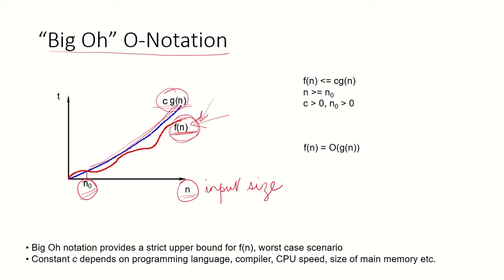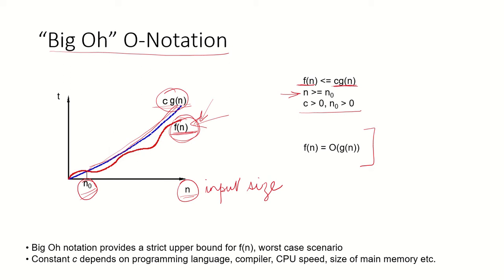So if there is a function c·g(n) which is bounding f(n) from above, that means f(n) would be less than or equal to c·g(n) at all times for values of n greater than or equal to n naught, and c and n naught are positive constants. If this is true, then we say that f(n) is big O of g(n).